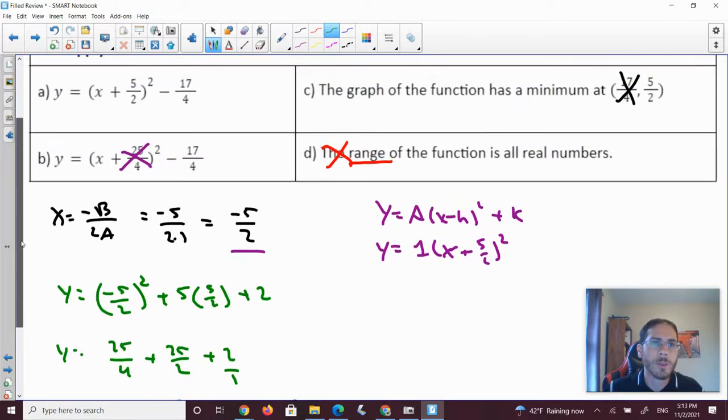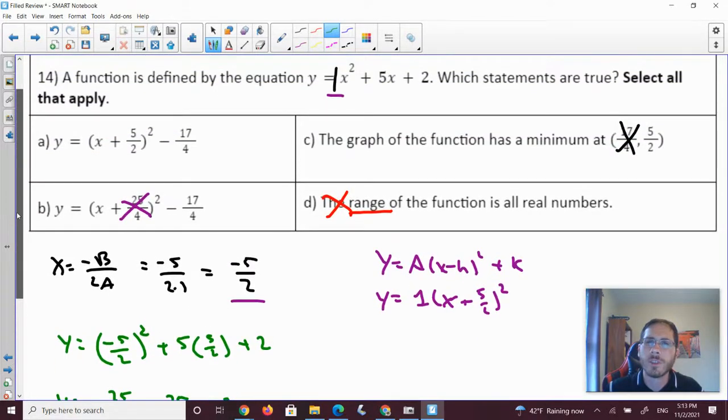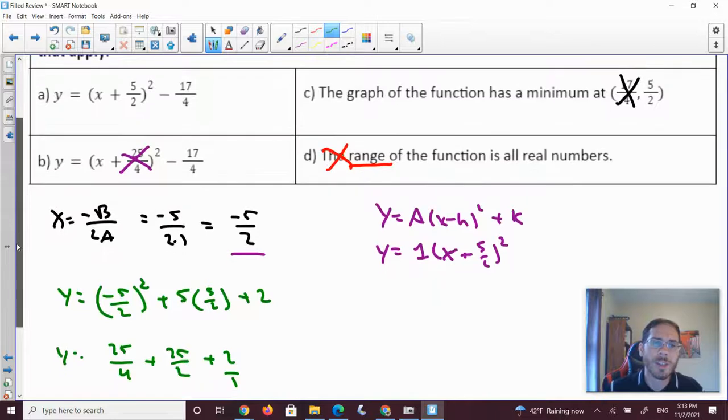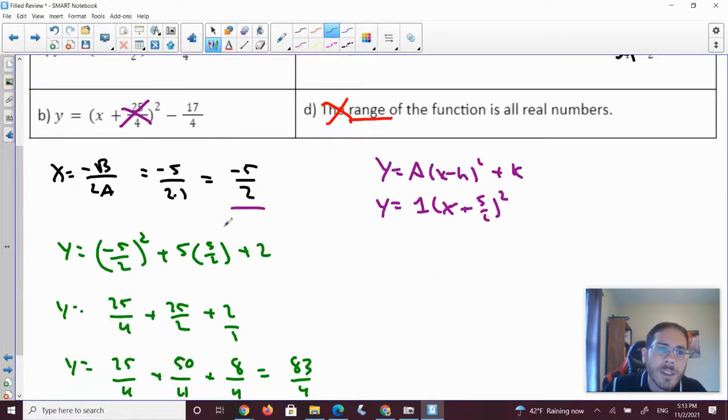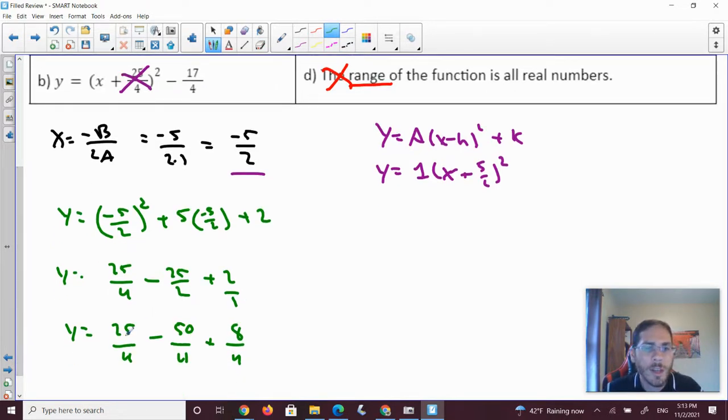All right, that doesn't seem right. They got minus 17 over 4. Let me double check. My signs all good? No, my signs are not good. I made a mistake. That's a negative right there. That's going to change things. Well, it's all right. Just change the signs, not a big deal. Okay, let's go back through it again. We caught the mistake. 25 minus 50 now is negative 25. Negative 25 plus 8 is negative 17 over 4.